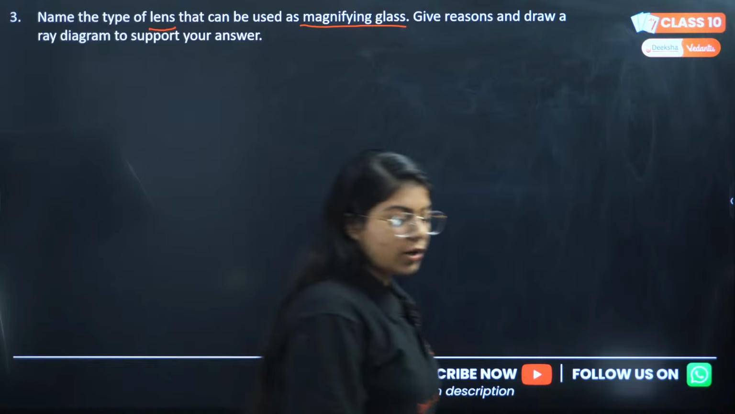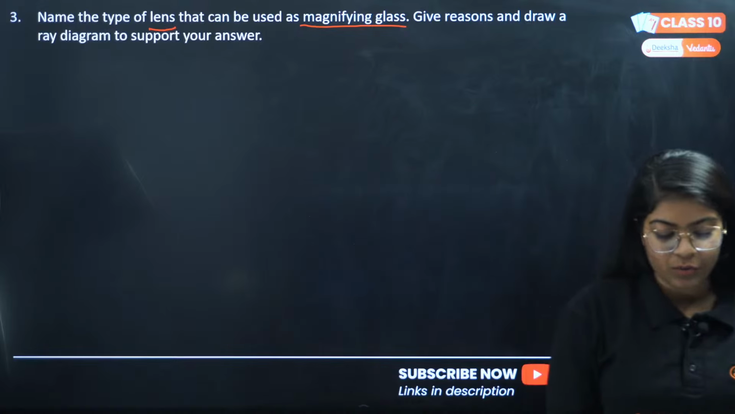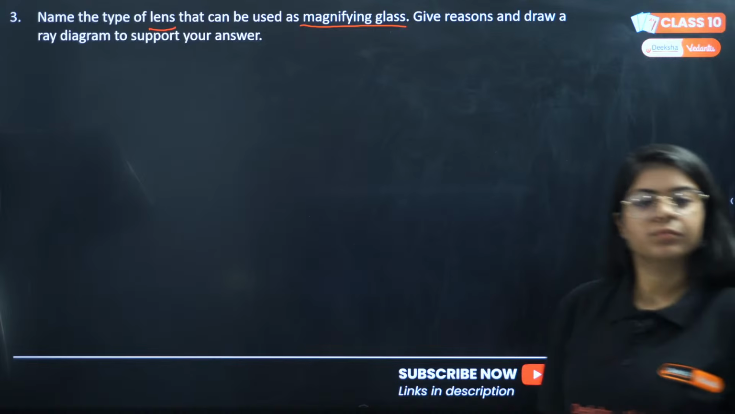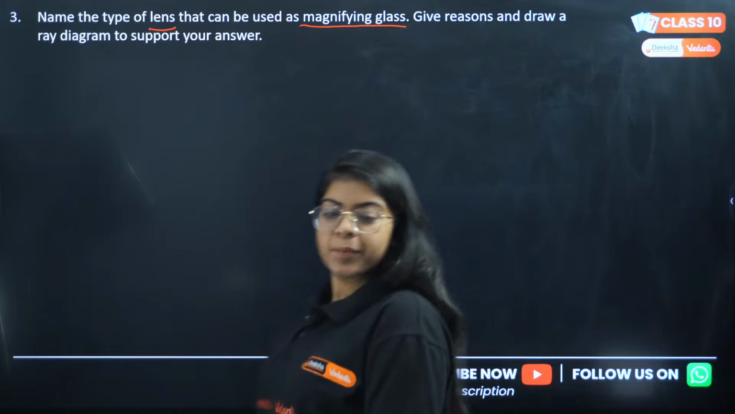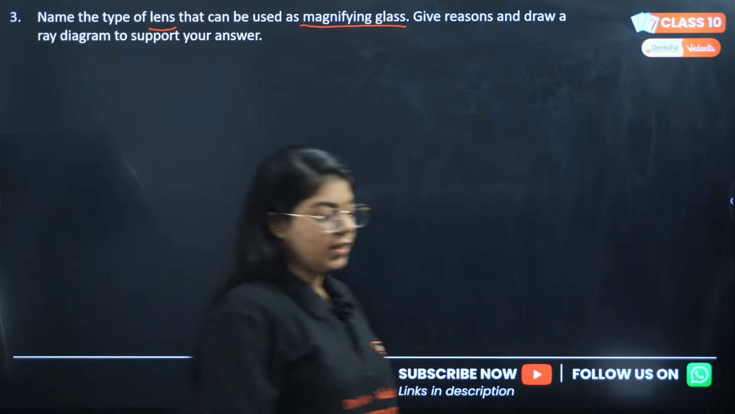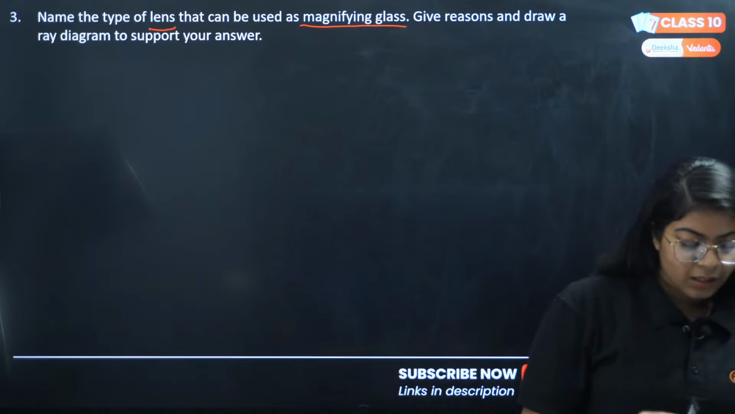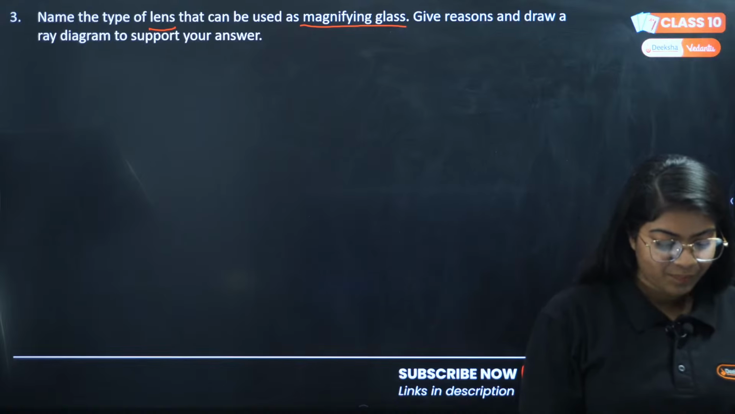What kind? Convex lens. Alia is saying convex lens. Anyone else? Let me know the answer in the live chat, guys. Anyone else? Okay, Bunty. Oh, sorry. Vikas.